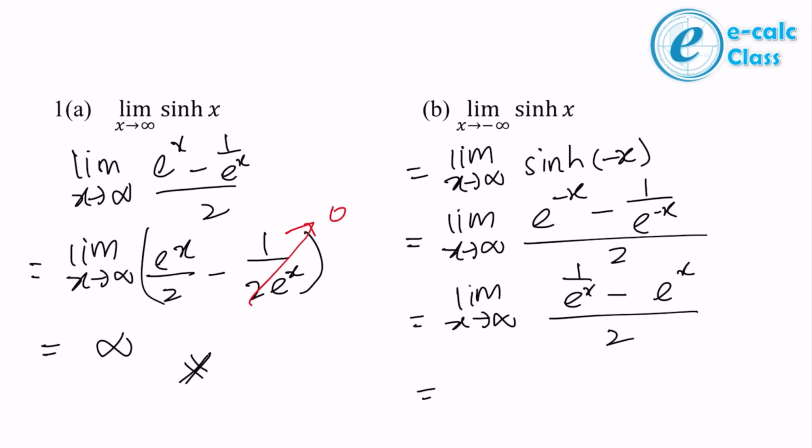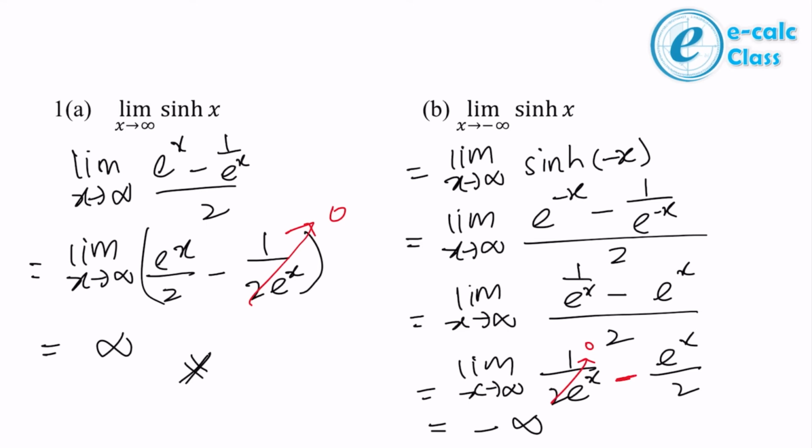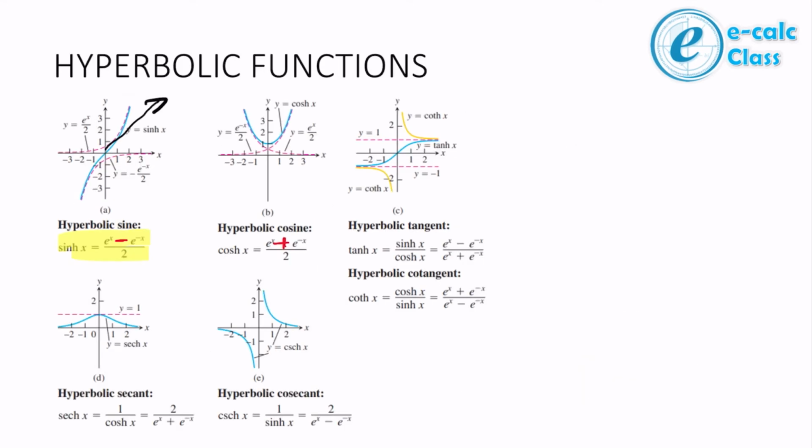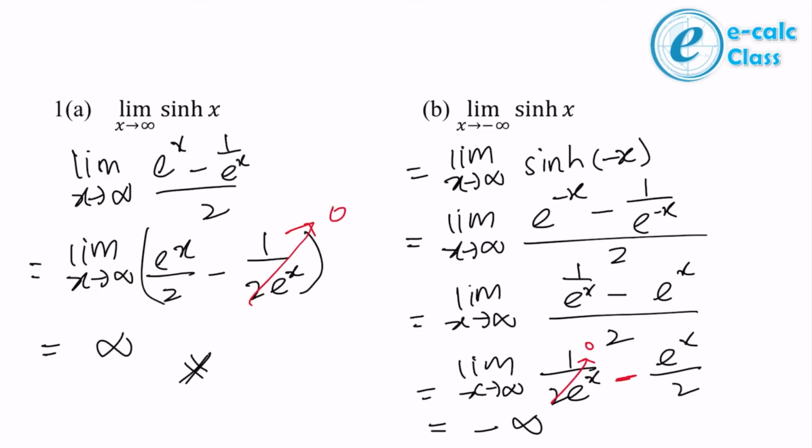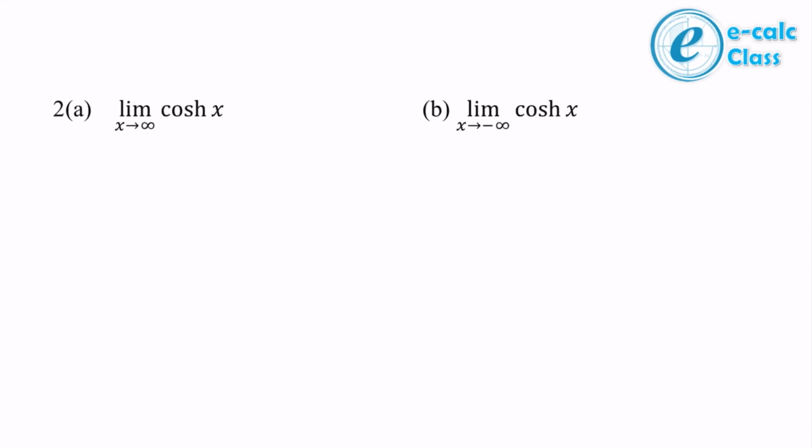Okay, so if you like, you can go ahead and separate this. Just do one more step. x approaches infinity, 1 over 2e to the x minus e to the x over 2. So now as you can see, this is 0, this is infinity, but you have a negative sign in front, hence it will be negative infinity. Okay, check the graph. When you are going to negative infinity, yep, you have a negative infinity. Makes sense. Okay, next is cosh.